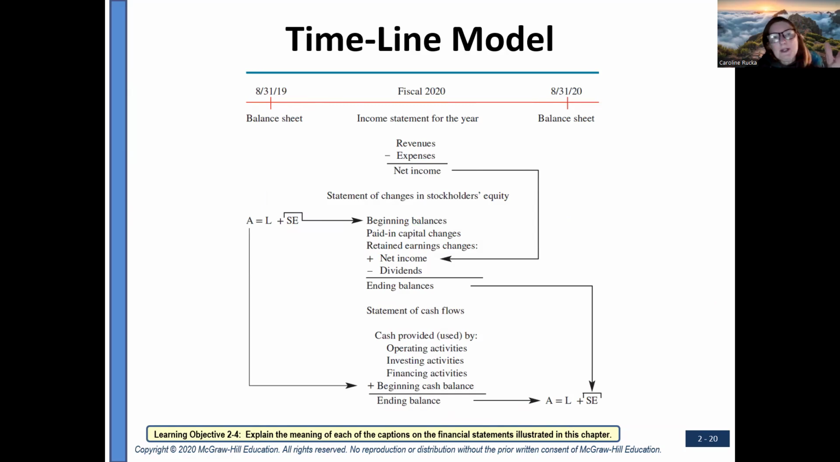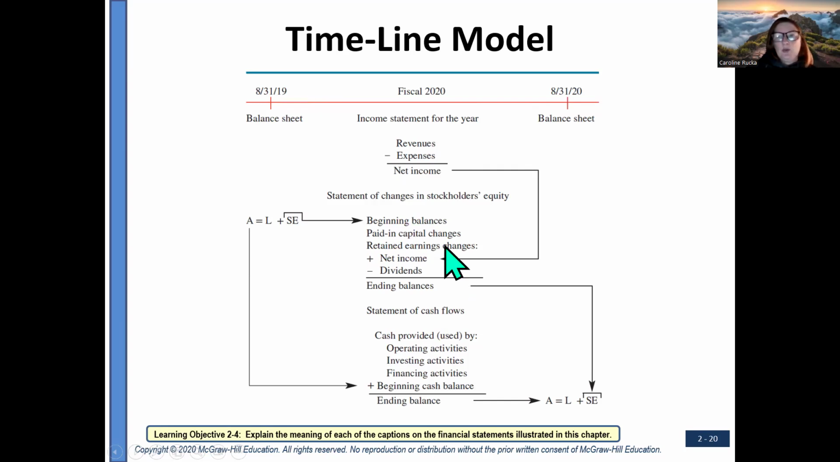So remember that each one of our financial statements covers the entire year except for the balance sheet. Our balance sheet is the snapshot of that very last day of the period. Okay. And this next part is just showing you the accounting equation in action.